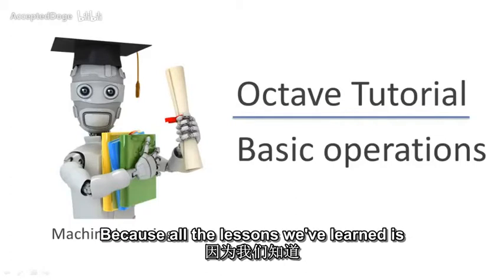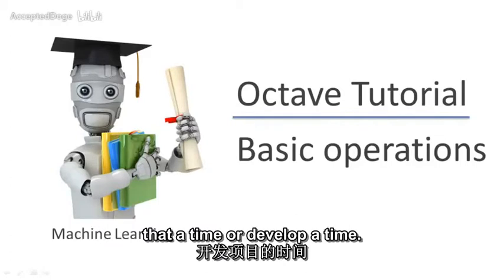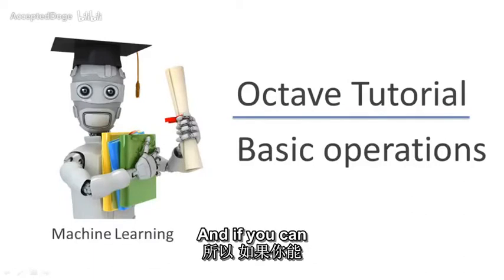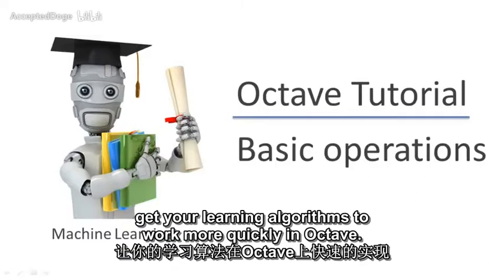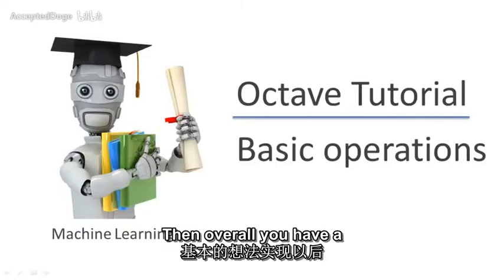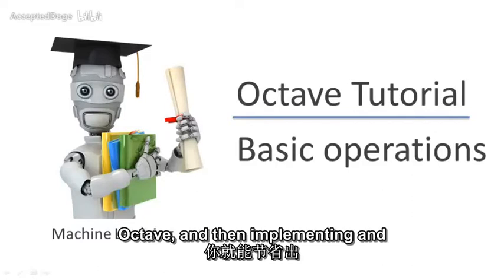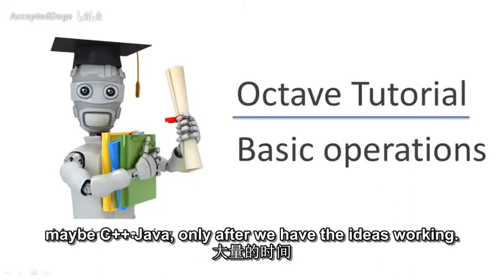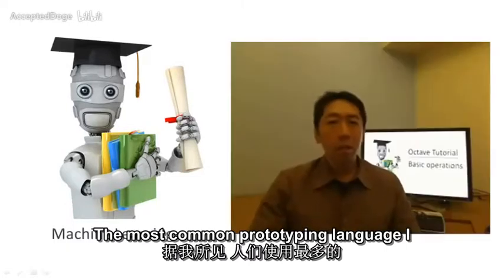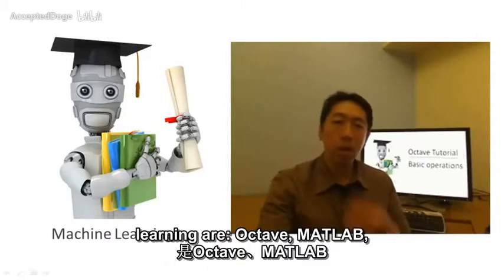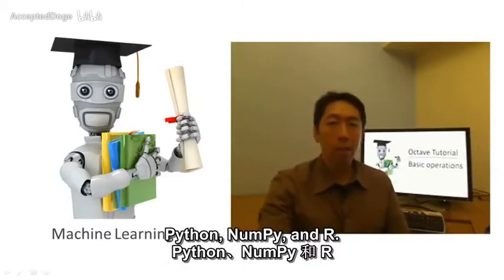Because one of the lessons we've learned is that programmer time or developer time, that is your time, the machine learning expert's time, is incredibly valuable. And if you can get your learning algorithms to work more quickly in Octave, then overall you have a huge time savings by first developing the algorithms in Octave and then implementing in maybe C++ or Java only after you have the ideas working. The most common prototyping languages I see people use for machine learning are Octave, MATLAB, Python, NumPy, and R.